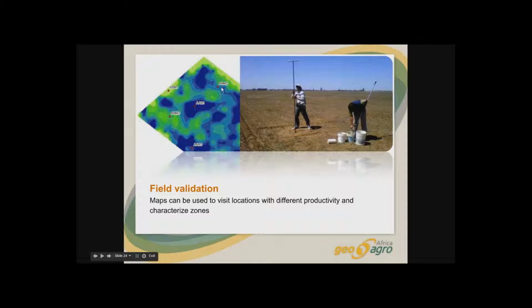You could make some directed samples to characterize zones, not necessarily soil labs, maybe some physical characteristics. That depends on the agronomist's criteria, but it's a very good tool to define which locations to visit. As you can see here in this map, in red are the points that were visited to characterize those zones.